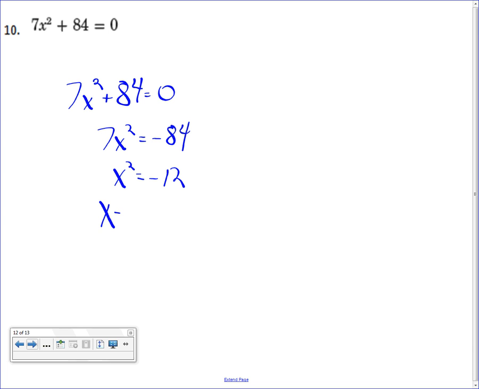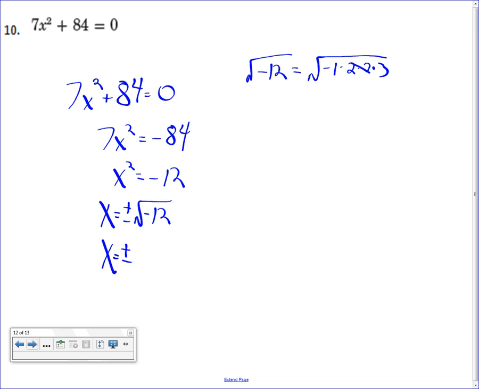Let's break that negative 12 apart. Square root of negative 12. That's negative 1 times 2. 12 is 2 times 6, which is 2 times 3. I can kick out a 2. I can kick out the negative 1. And what's left inside is the 3. There you go, ladies and gentlemen, the solution.